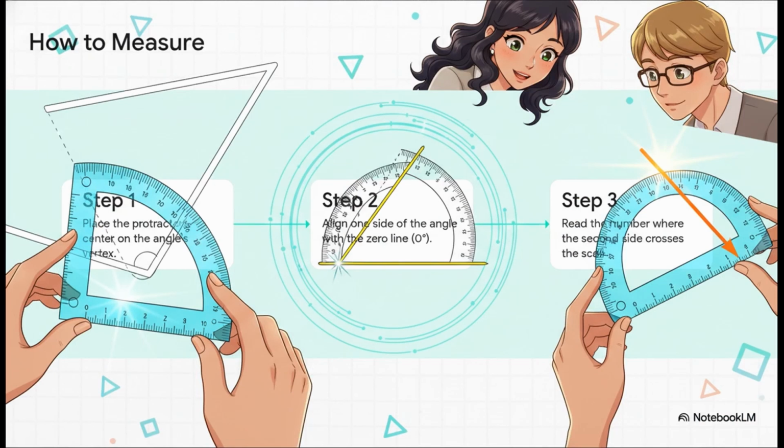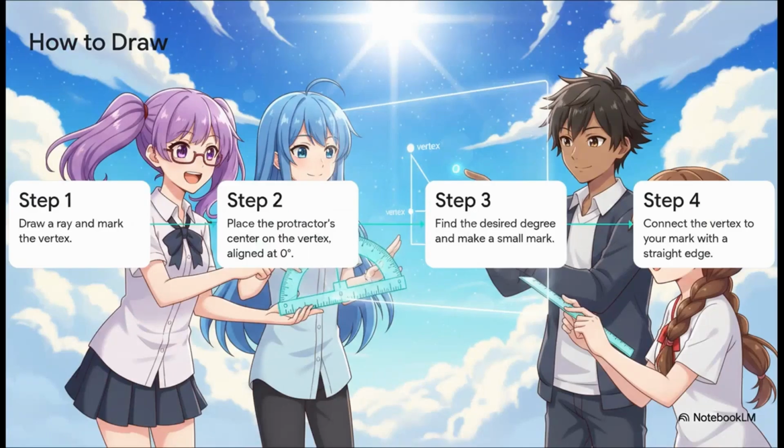Using it is super easy. It's just 3 steps. First, you put the little center point of the protractor right on the angle's vertex. That's the pointy part. Second, you line up one side of the angle with the 0 line. And third, you just look where the other side crosses the scale. That number? That's your angle. Simple as that.